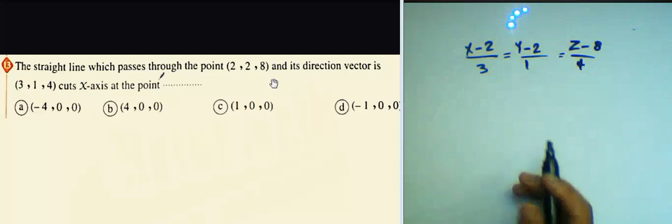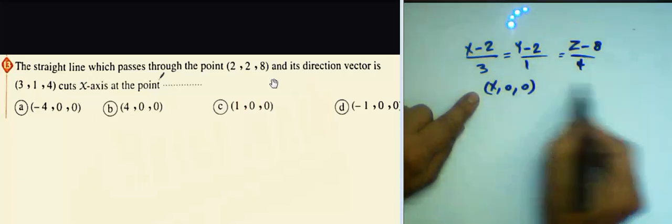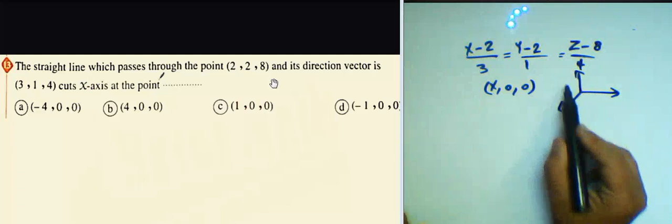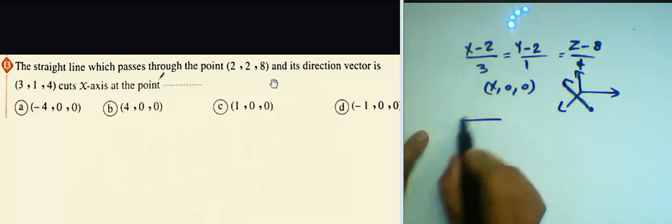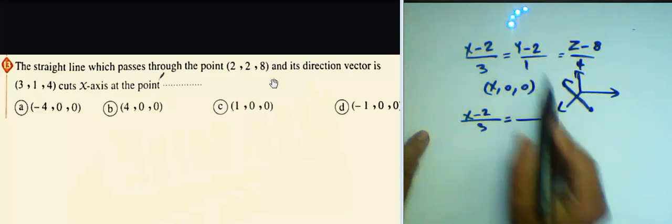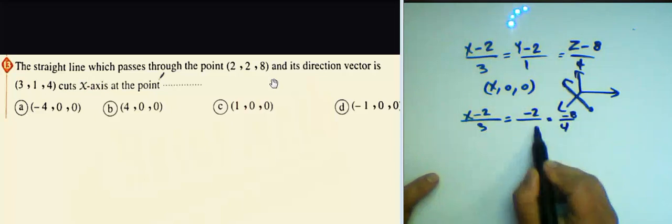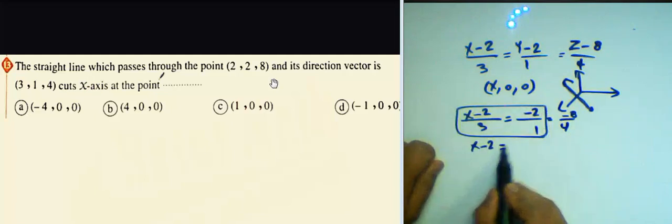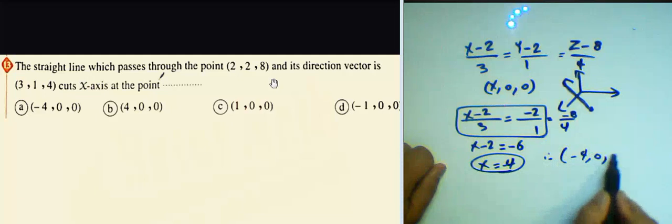So the point is (x, 0, 0), because the straight line cuts the x-axis at this point. Putting y equals 0 and z equals 0 in the line equation, we get (x-2)/3 = -2/1... so x minus 2 equals negative 6, then x will be negative 4. The point will be (-4, 0, 0). Choose letter A.